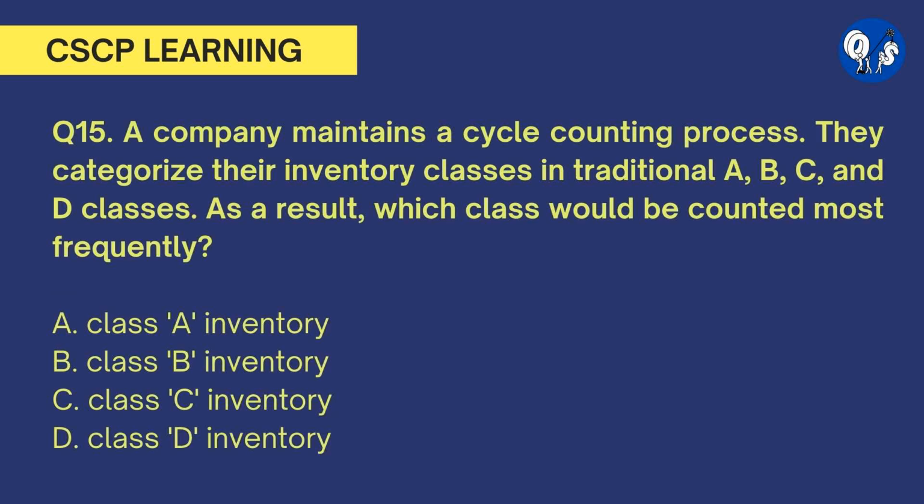Question number 15. A company maintains a cycle counting process. They categorize their inventory classes in traditional A, B, C, and D classes. As a result, which class would be counted most frequently? A. Class A inventory, B. Class B inventory, C. Class C inventory, D. Class D inventory. The correct answer is A. A items, generally due to their value and usage, are counted more frequently than any other classes. This allows the inventory to be maintained with the least amount of effort.